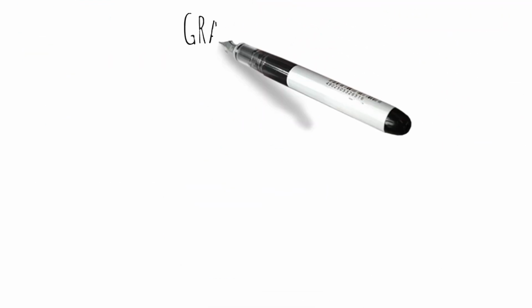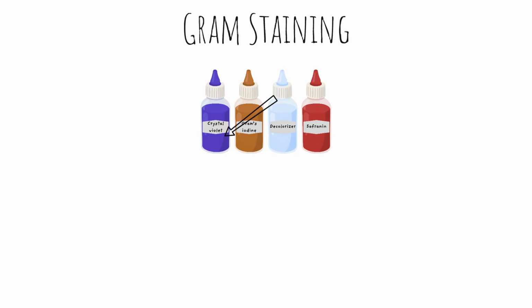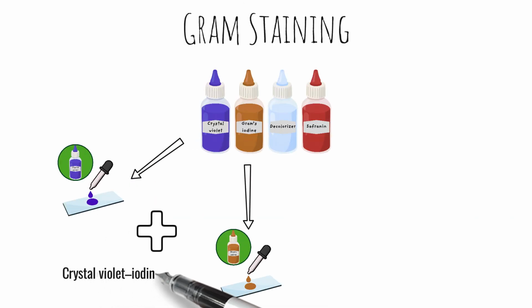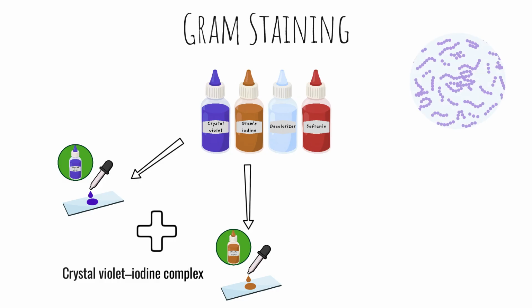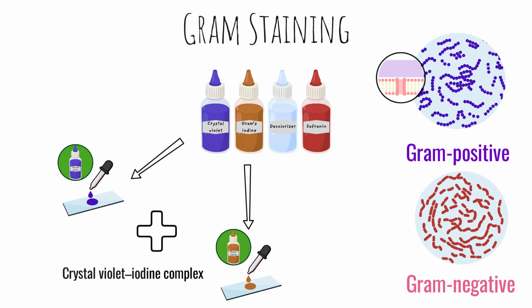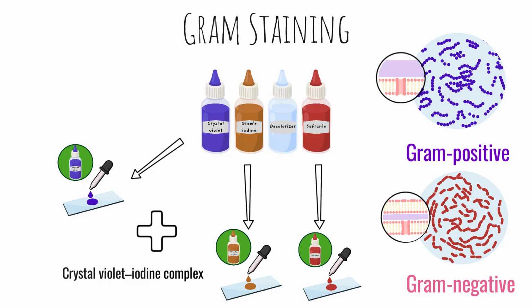When we apply the primary stain, crystal violet, followed by iodine as a mordant, a crystal violet iodine complex forms inside the cells. In gram-positive bacteria, the thick peptidoglycan wall traps this complex when ethanol is applied, retaining the purple color of the crystal violet. In gram-negative bacteria, the outer membrane is disrupted by ethanol, allowing the complex to wash out. These cells then pick up the pink counterstain safranin.